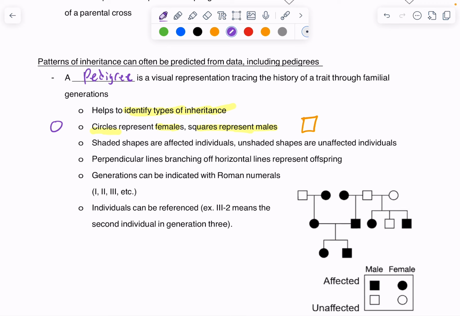And so shaded shapes are affected individuals. Whatever trait we're interested in could be dominant, could be recessive, could be sex-linked dominant, could be sex-linked recessive, could be linked genes. But whenever we do that, we shade those in.